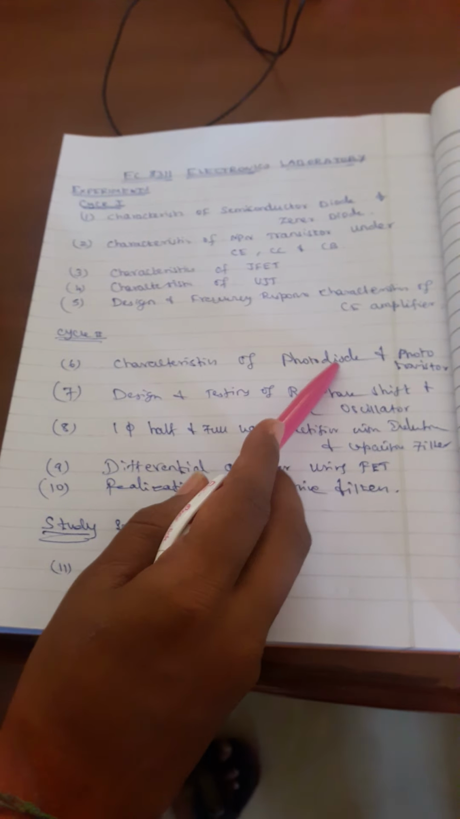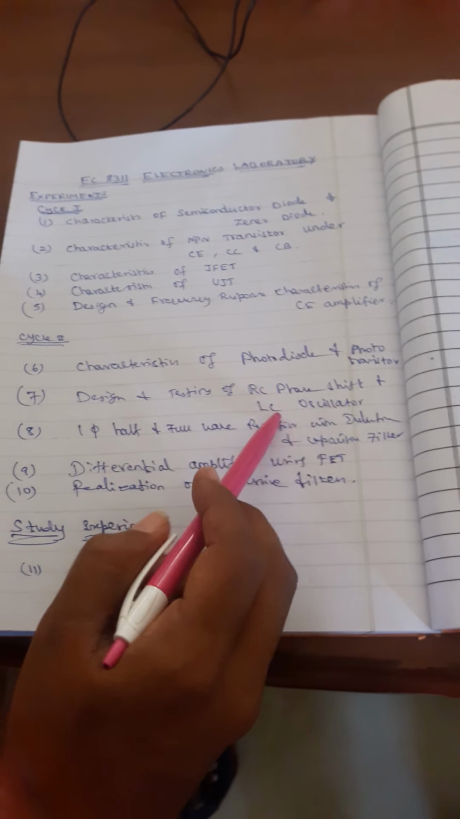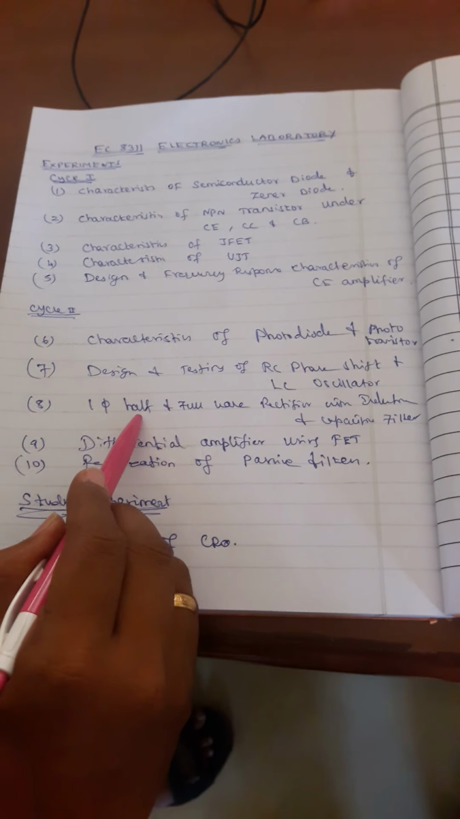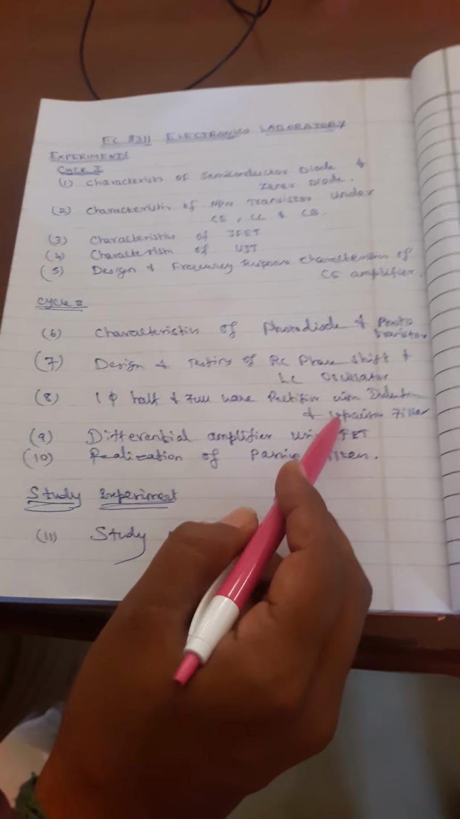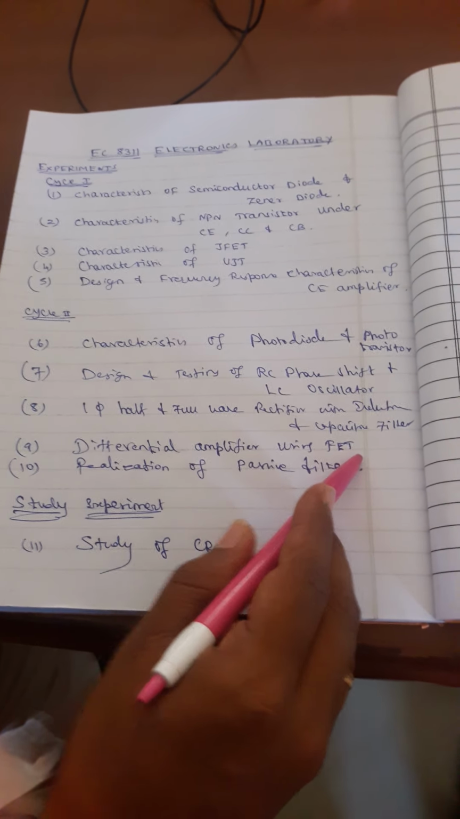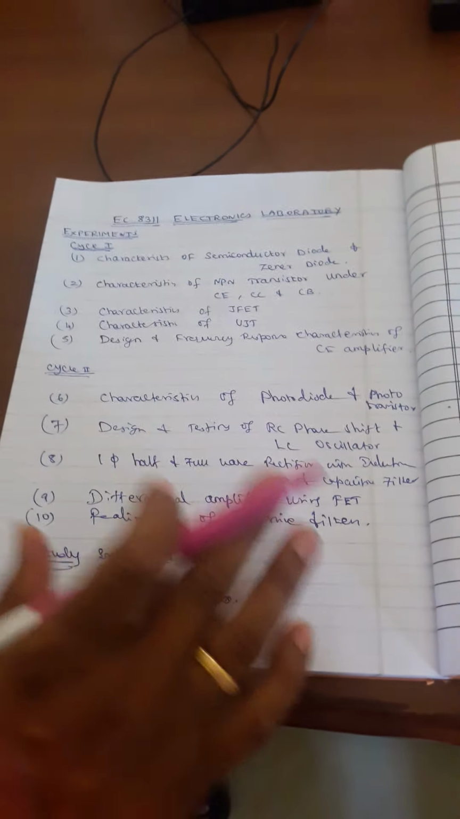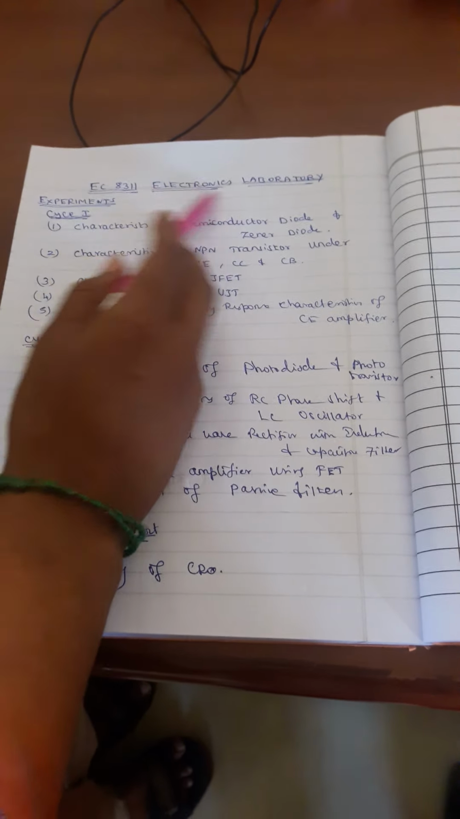The next cycle of experiments: characteristics of photodiode and phototransistor, design and testing of RC phase shift oscillator and LC oscillator, single phase half wave and full wave rectifier with inductive and capacitive filter, and differential amplifier using field effect transistor. The last experiment is realization of passive filter. These are all the experiments in your electronics laboratory.